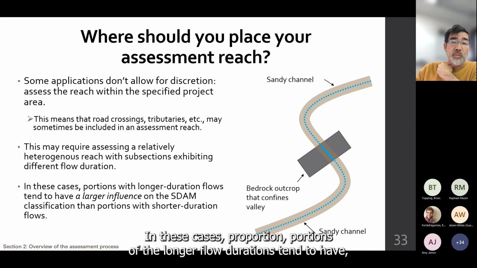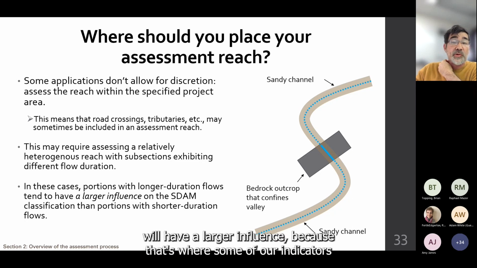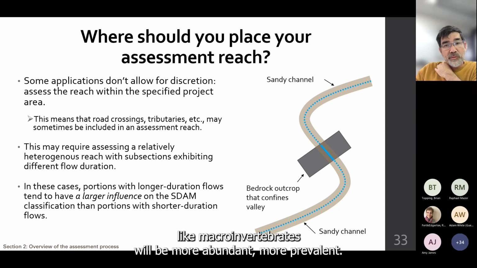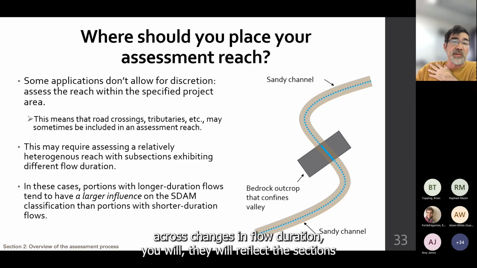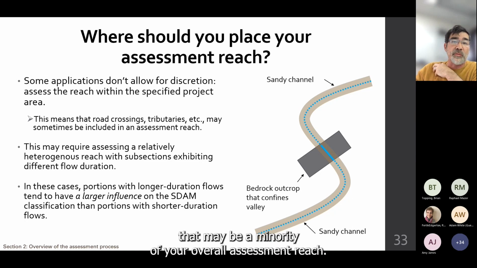In these cases, portions with longer flow durations will have a larger influence, because that's where some of our indicators like macroinvertebrates will be more abundant and more prevalent. So keep in mind when you do the assessment that, across changes in flow duration, the results will reflect the sections that may be a minority of your overall assessment reach.